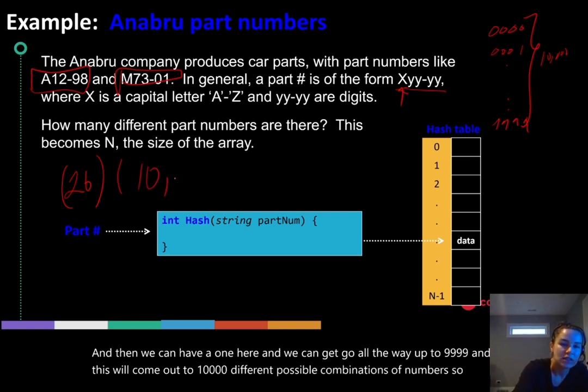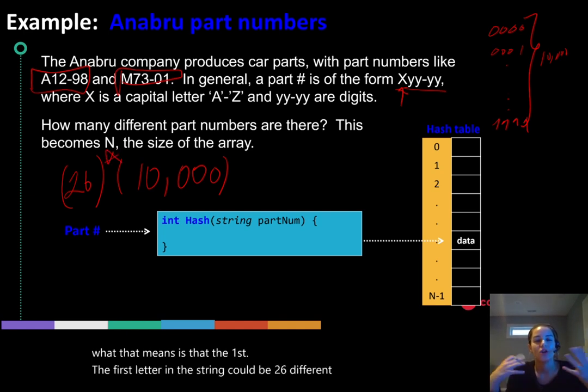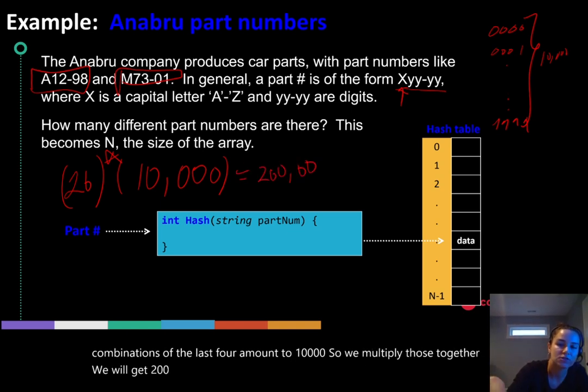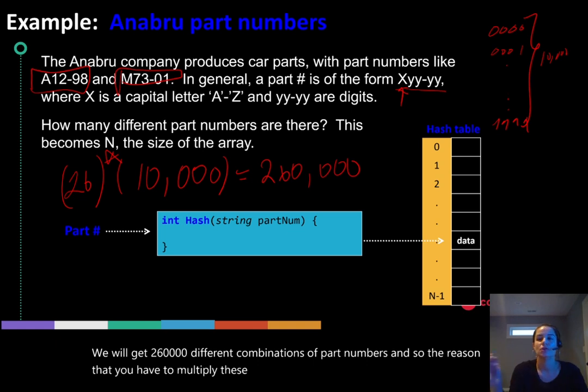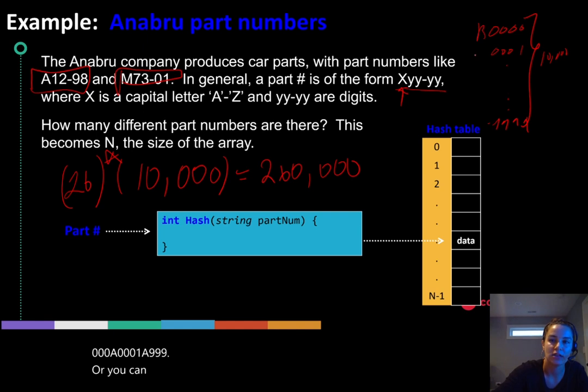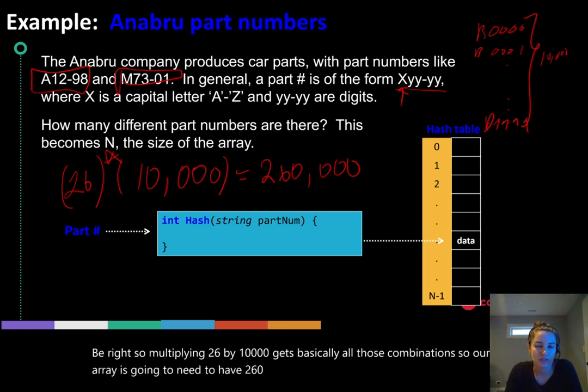So what that means is that the first letter in the string could be 26 different things, and then all the different combinations of the last 4 digits amount to 10,000. If we multiply those together, we will get 260,000 different combinations of part numbers. The reason that you have to multiply these together is because you can have A0000, A0001, A9999, or you can have B, right? So multiplying 26 by 10,000 gets all those combinations. So our array is going to need to have 260,000 elements in order to be able to hold all possible part numbers.